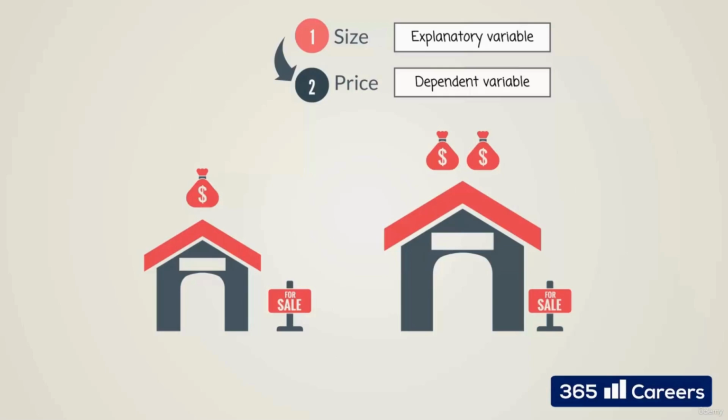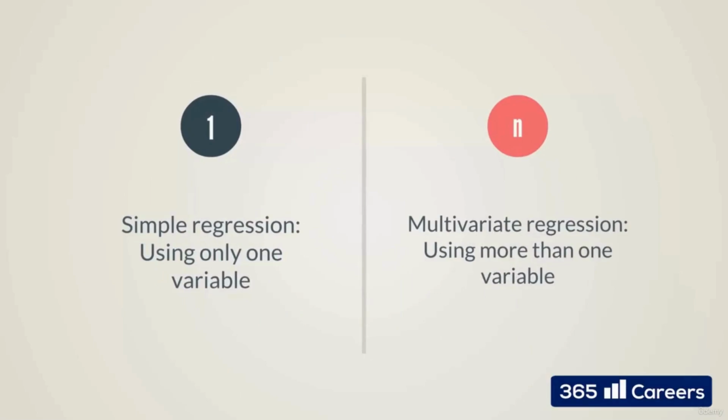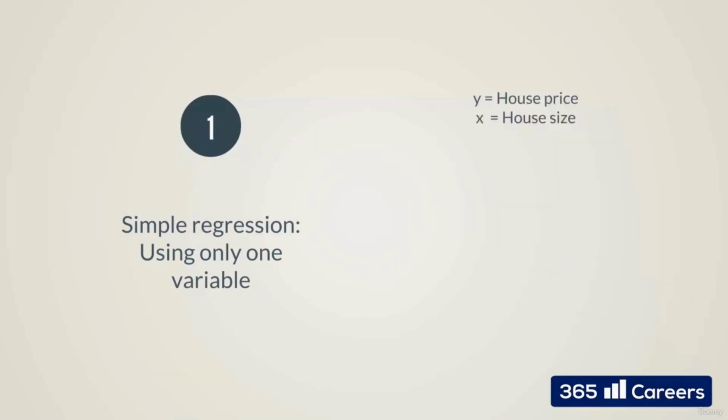There are many other factors that determine house prices. Size is one, but it is not the only one. If we use only one variable in a regression, it is called a simple regression, while regressions with more than one variable are called multivariate regressions. Simple regressions are easier to understand, so let's start by describing a simple regression.